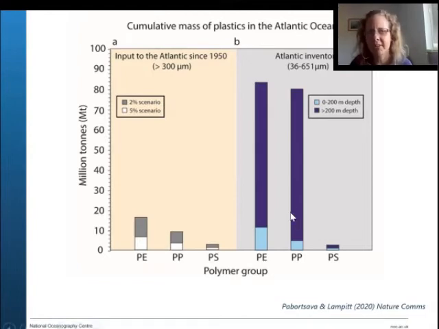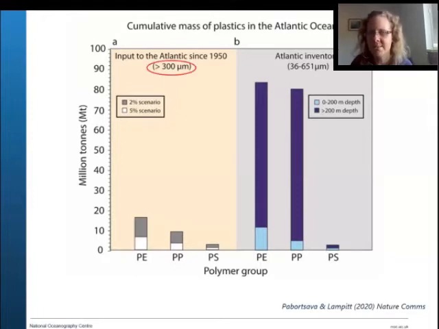This also shows that actually the largest portions of plastics were found at the higher depth, so around 200 meters compared to the surface. So actually a lot of these plastics are not floating on the surface of the ocean, but they are underneath the surface.